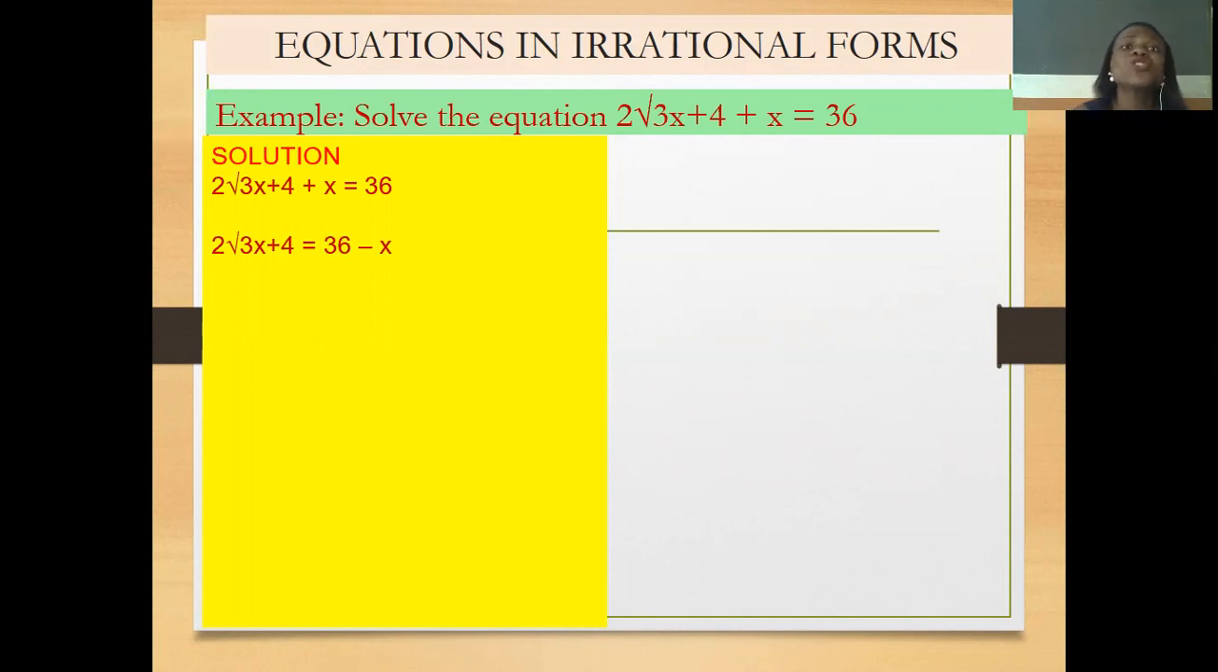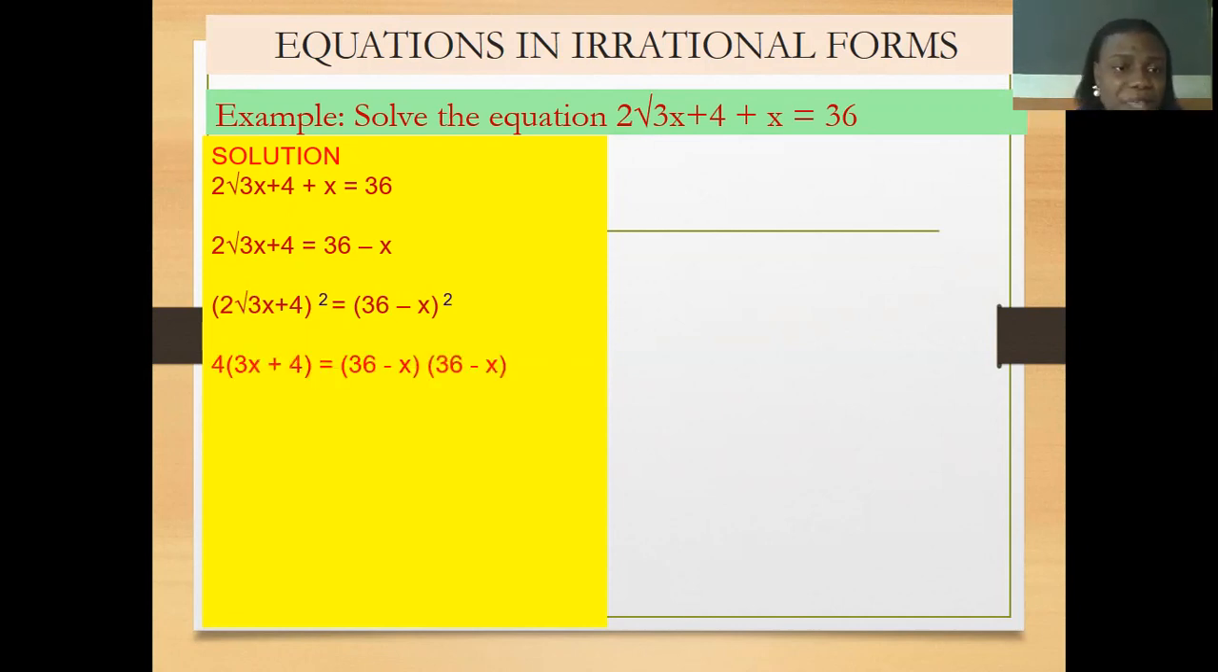Step 2, we're going to square both sides now, to get rid of that square root sign. So if we square 2 root 3x plus 4, we would also square 36 minus x. If we square 2 root 3x plus 4, 2 times 2 is 4. Then the root disappears from the 3x plus 4.